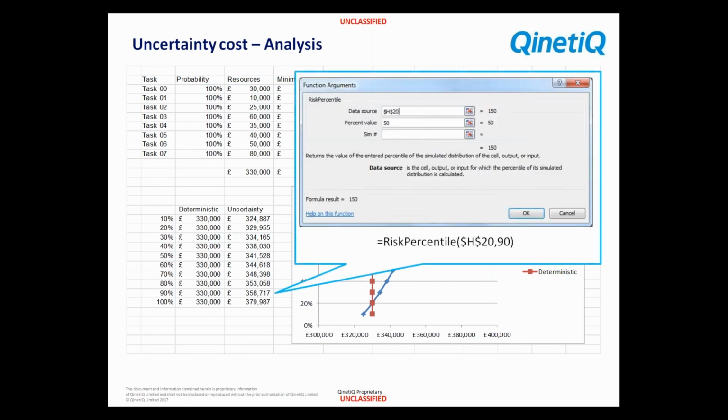So he has absolutely zero confidence that he's got enough money. We draw this using a risk percentile, which again is a function within @Risk, and just drawing out the percentiles that we're looking for. Nice and easy to do.